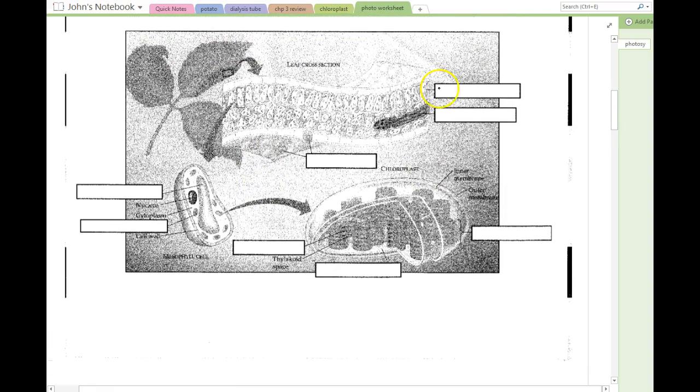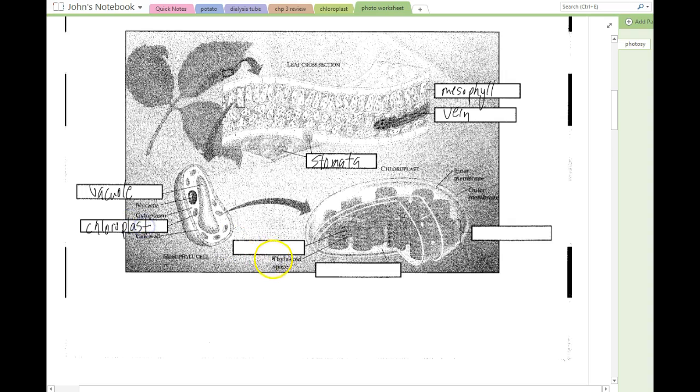Okay, ready? So we already did this, right? This is the mesophyll. This actually right here is the vein of the plant. These are the stomata. That's the vacuole. That's the chloroplast.